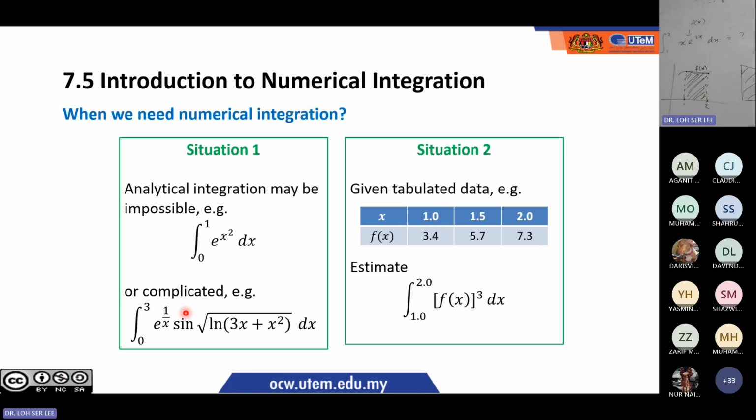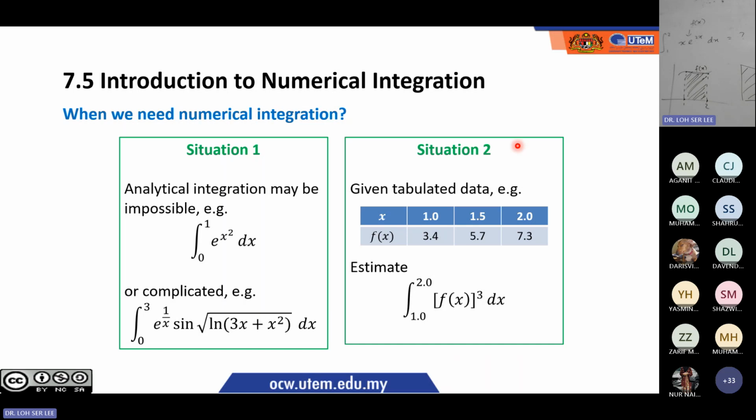Or when your function is a very complicated function and you need to find the definite integral, then we can also use numerical integration.